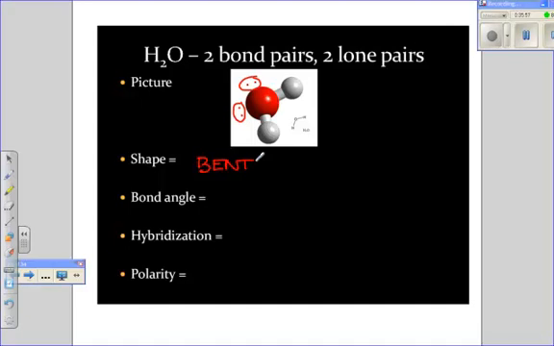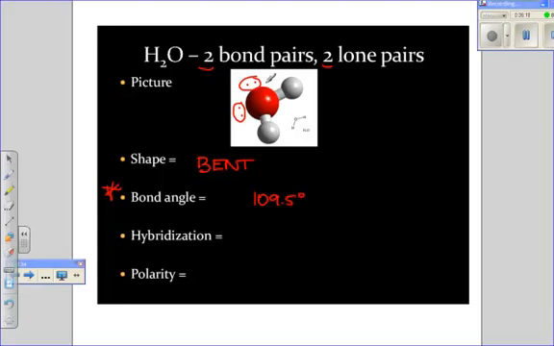They're both called bent. There's a big difference, though, and that difference is in the bond angle. The other one was based off 3 total groups. This guy is based off 4 total groups, so right away, 4 total groups, I go 109.5.